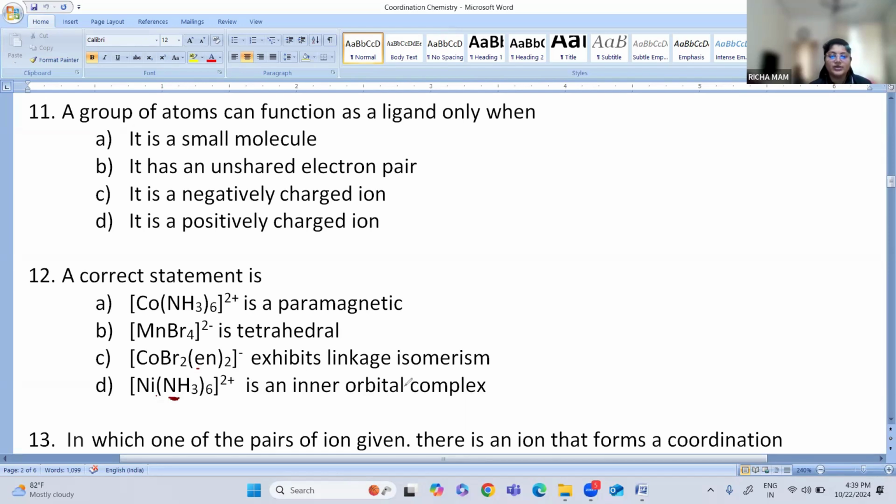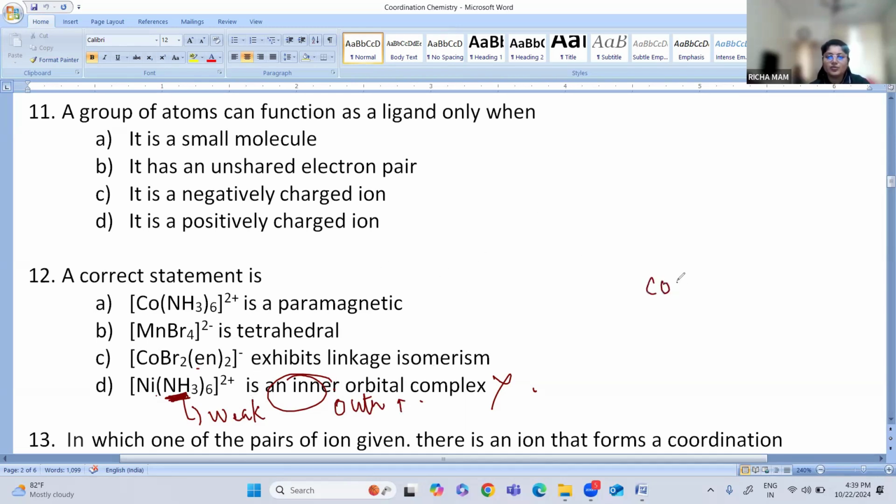Hexaammine complex. Inner orbital complex is formed by what? It is formed by a strong field ligand, but this is not a strong field ligand, so this is not a correct statement. Then cobalt: ammonia comes into the weak field ligand category. Whenever you have a weak field ligand, they will form an outer orbital complex. So this is wrong.